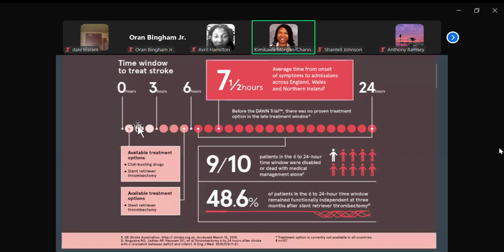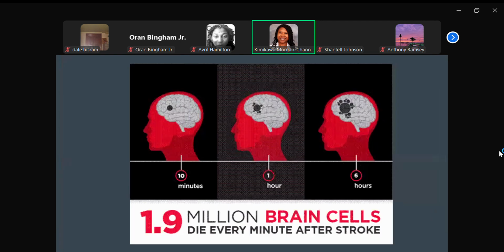They work very quickly, and it's important to get reperfusion done quickly so you can save as much brain as possible. Because every minute after a stroke, you lose 1 million brain cells. So time is brain. Time is brain. All right.